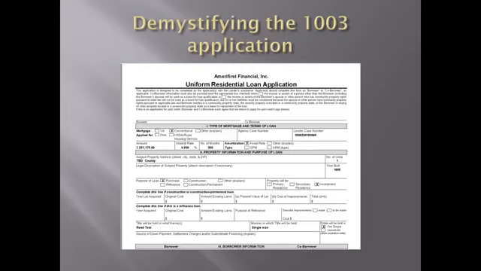Now, first step is demystifying the 1003 application. Any purchase that you do of residential real estate that's 1 to 4 unit in any state is going to have a uniform residential loan application that looks just like this. Okay, it's 4 pages long.